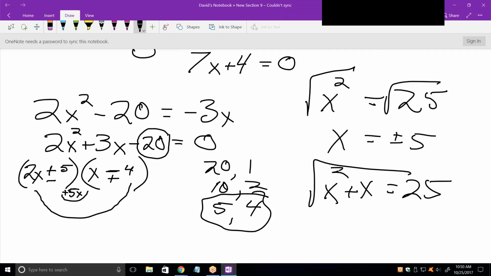What's the outside? The outside is 2x times negative 4. In other words, when you FOIL these two together, that's the O and the I of FOIL. The outside is the two outside terms multiplied together, and the inside is the two inside terms multiplied together. So that's negative 8x then. Add them together, what do you get?